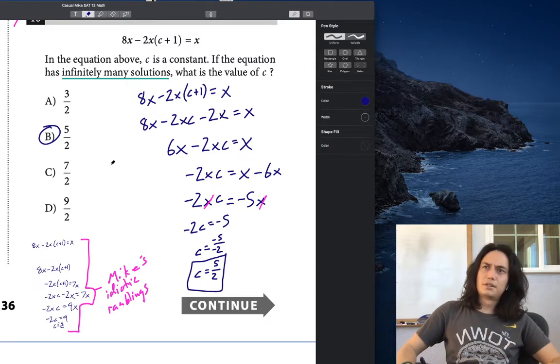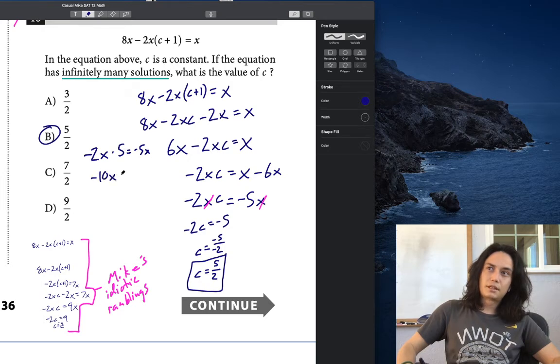Like if c was, let's say c is 5. Let's just say c is 5. We could just start from right here. Negative 2x times 5 equals negative 5x. If c is 5, this is negative 10x equals negative 5x.